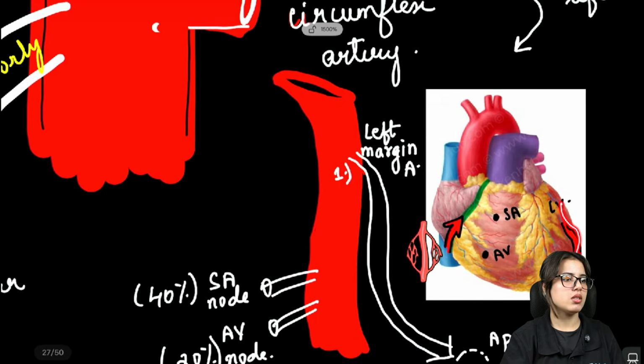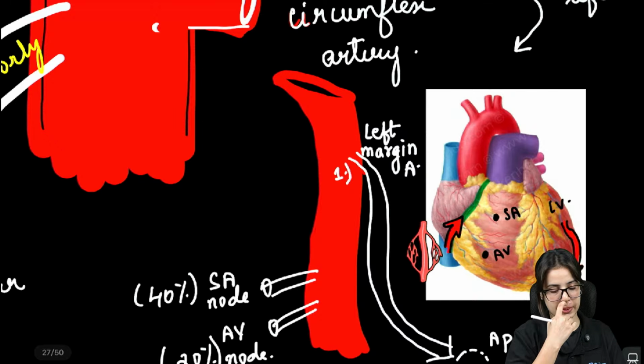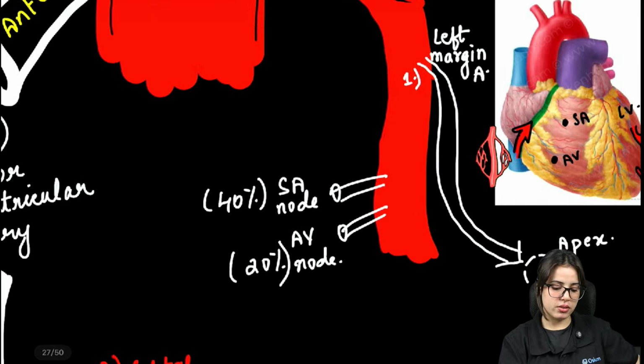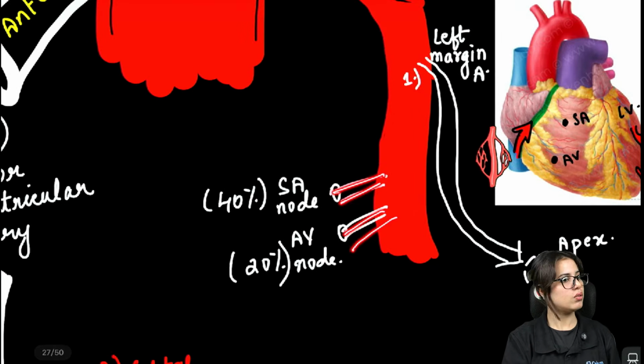One of the small branches of the circumflex artery goes towards the apex. The small branches that go towards the apex are called the left marginal artery, exactly like the RCA. Goes towards here. Then there are the SA node and AV node branches. Now you'll realize that the SA node arteries are not two things, no?